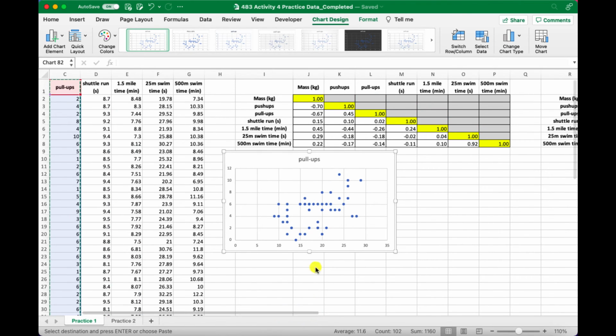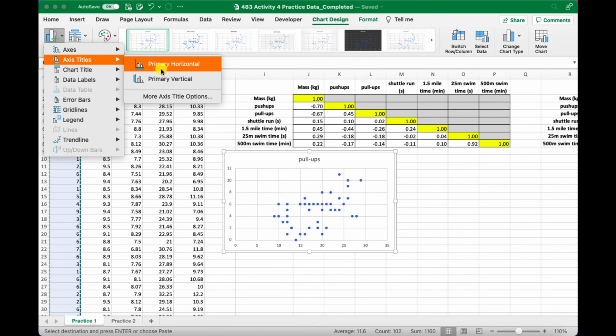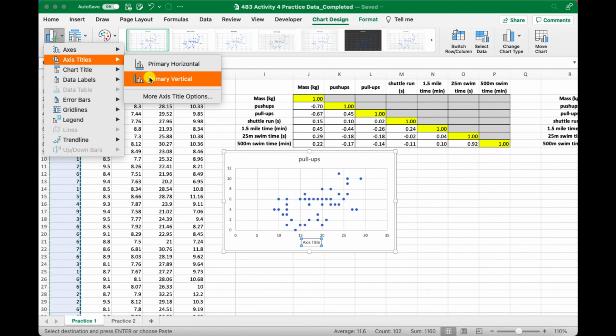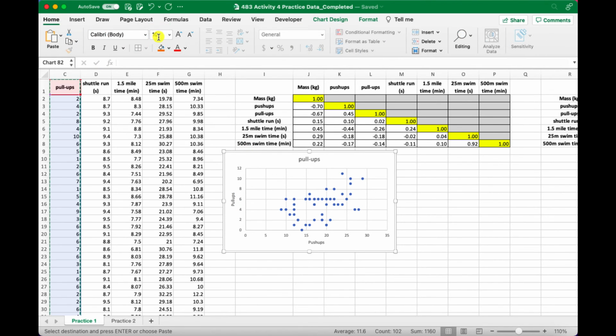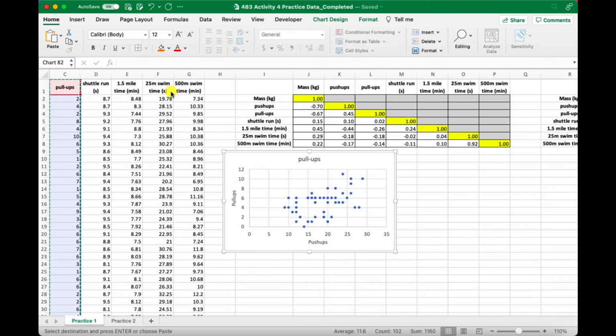And what we can do from here is add our axes titles. My x variable should be push-ups. You could also put number of push-ups. That would be fine as well. My y variable is pull-ups. And I'm going to make this text bigger. In your title, you might say push-ups versus pull-ups, relationship between push-ups and pull-ups, that type of thing.